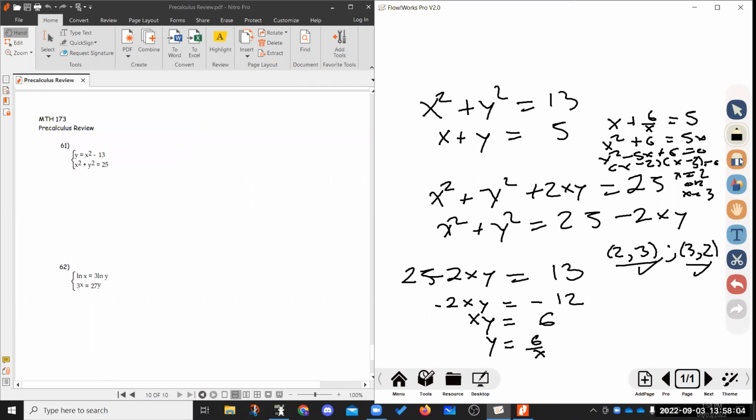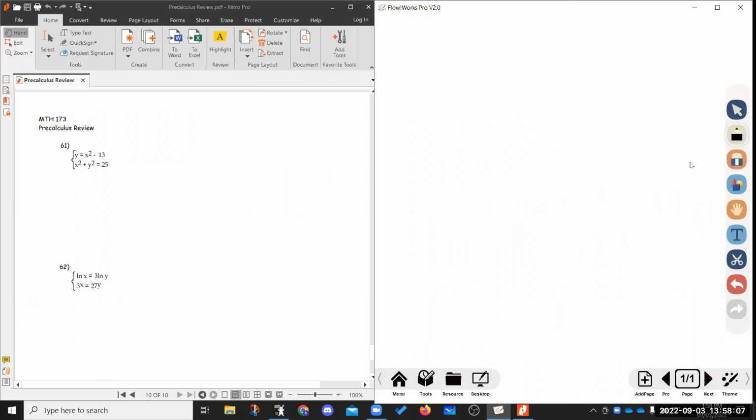Number 61. Supposed to solve this again by substitution. y equals x squared minus 13. x squared plus y squared is equal to 25. So we're going to take this y and we're going to plug it in for the y right there.